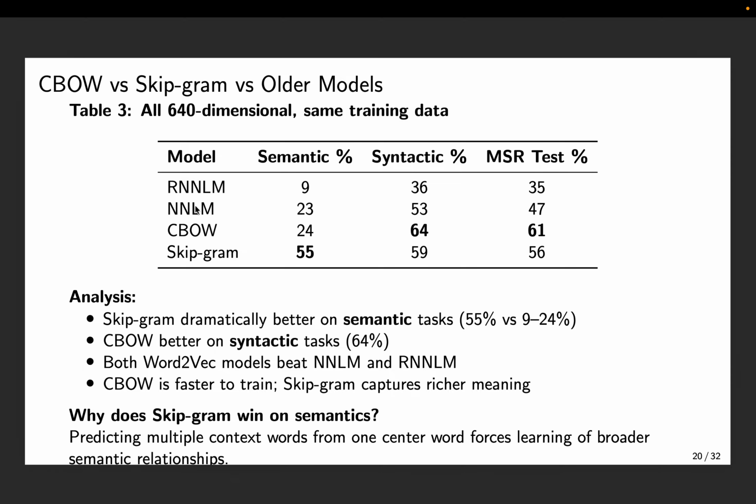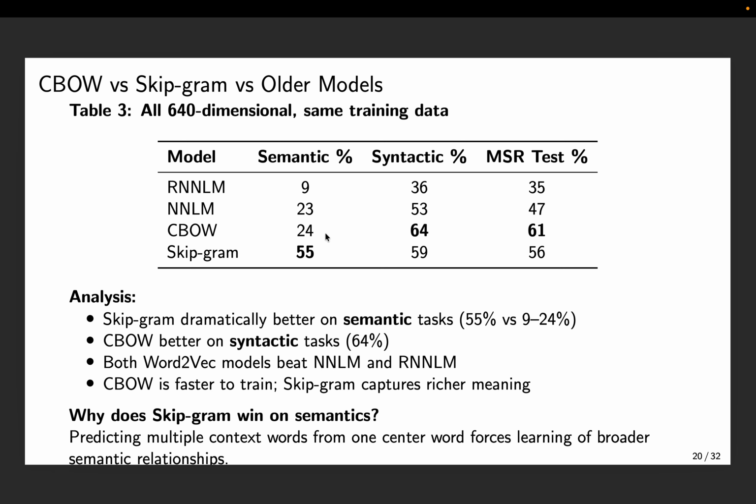Now let's compare different model architectures head to head. This is Table 3 from the paper, and all models are trained with 640 dimensional vectors on the same data set. The columns are semantic accuracy, syntactic accuracy, and MSR test data. Starting from the bottom, RNNLM has 9% semantic, 36% syntactic, which is pretty weak. NNLM has 23% semantic and 53% syntactic, which is better. And continuous bag of words has 24% semantic, 64% syntactic, better still on syntax.